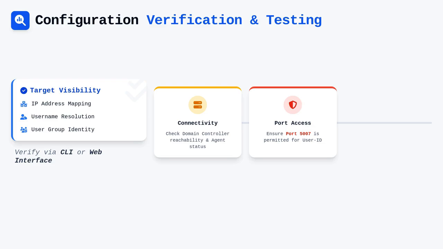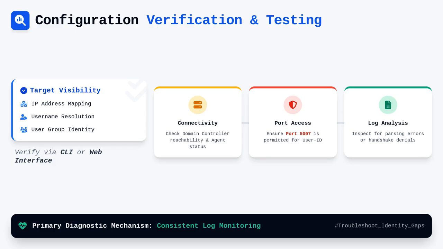Sometimes, firewall rules themselves prevent the agent from communicating with the Palo Alto platform. So verify that the required ports for User-ID communication, such as 5007 by default, are permitted. By monitoring the logs on the agent itself, you can gain insight into potential parsing errors or permission denials that occur during the initial handshake. Consistent monitoring of these logs serves as your primary diagnostic mechanism when troubleshooting identity gaps in your security infrastructure.